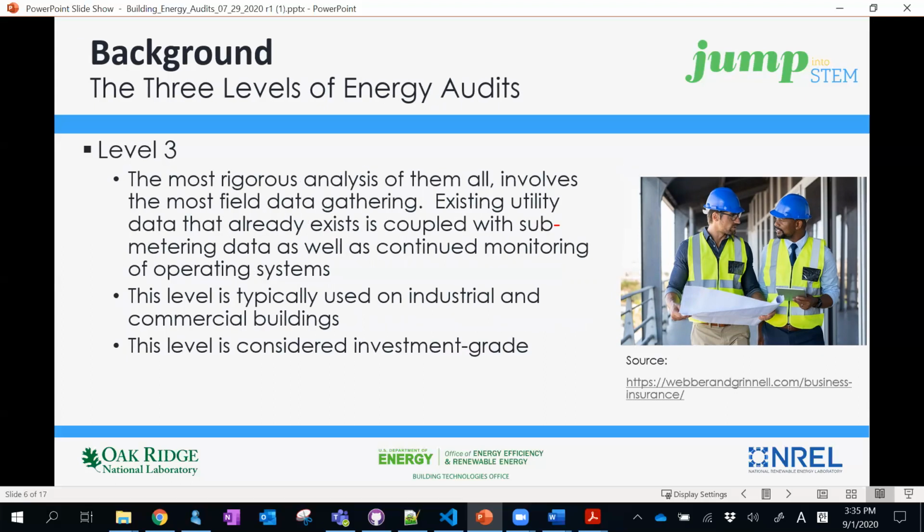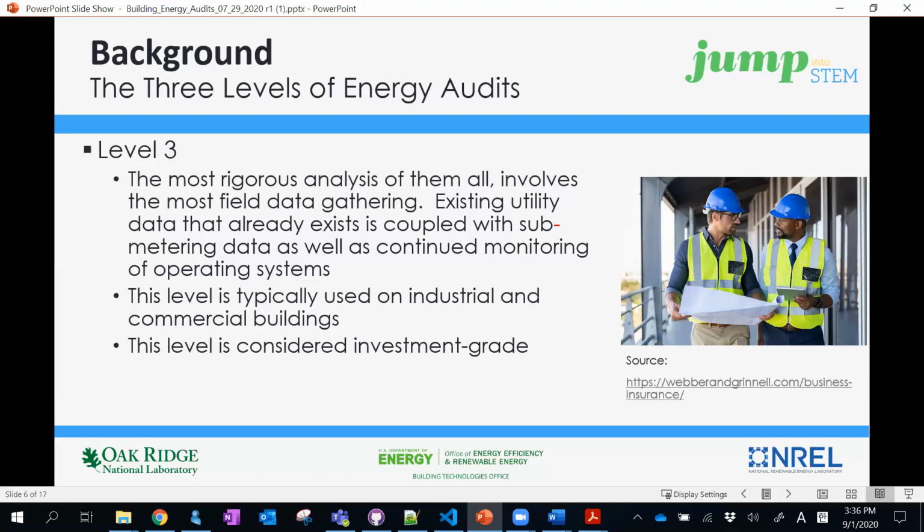A Level 3 audit is the most rigorous analysis of them all and involves the most field data gathering. Existing utility data is often coupled with sub-metering data as well as continued monitoring of operation systems. The focus of this energy audit is detailed analysis of capital-intensive modifications. For example, a detailed building energy model using energy simulation software such as EnergyPlus and OpenStudio is used and validated from data gathering.